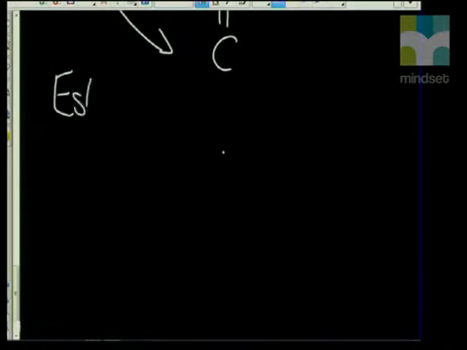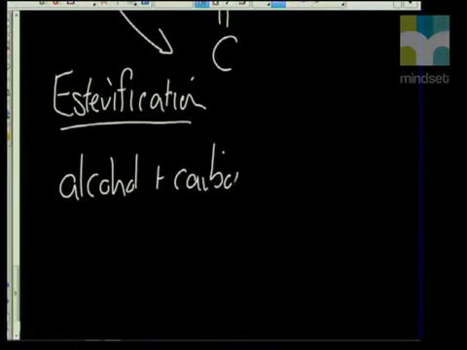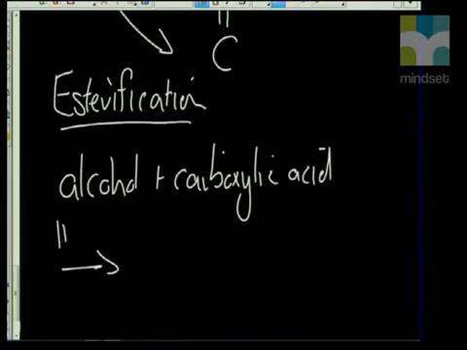The other example that you might be familiar with, a type of reaction that you need to revise, is esterification, where if you take an alcohol plus a carboxylic acid, you get, in the presence of concentrated sulfuric acid, which acts as the catalyst, an ester plus water.